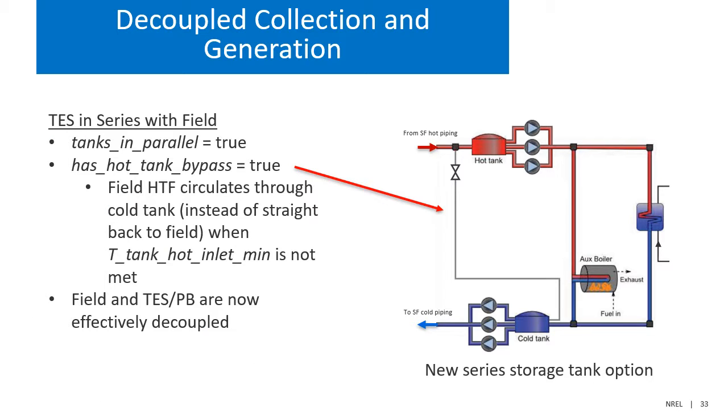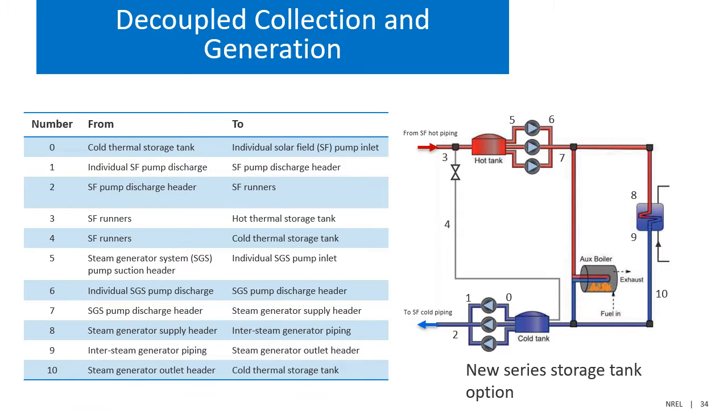Parameters have been added to customize the control of this new series configuration. When the TES and power block are bypassed, the field HTF can either be routed directly back to the field or through the cold storage tank. Before, the only option was direct back to the field. Again, this uses the cold tank as a thermal reservoir and reduces the need for freeze protection energy during low resource or at night. As also mentioned before, the sizing of each of the individual pipe sections can be customized.